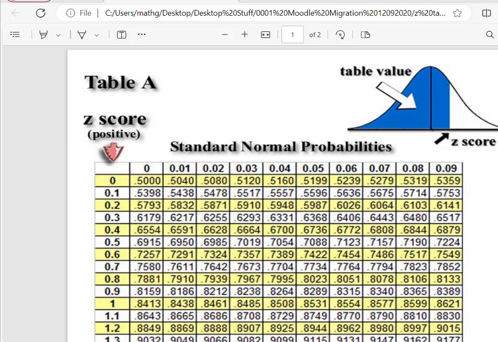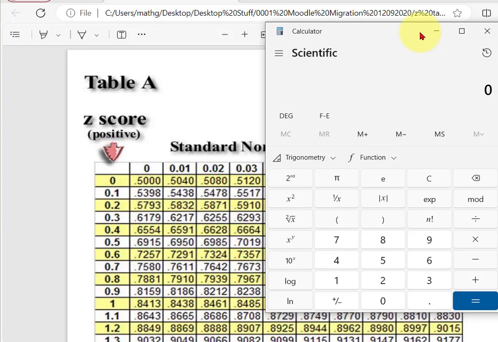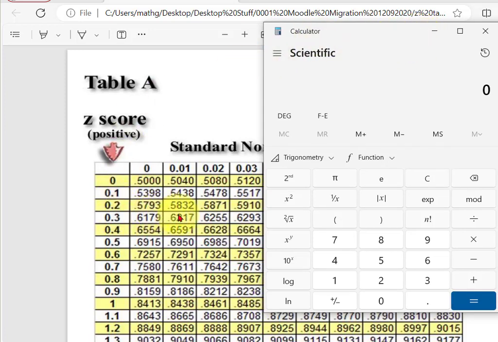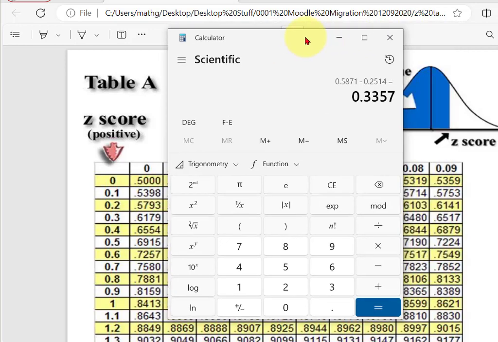I'm going to pull up Mr. Calculator here. So the z-score for 36 was 0.22, and that was 0.5871. And we're going to subtract out the original 0.2514. That number was the 32 or less. So the difference of the two should give us the percentage of how many people were between 32 and 36 hours. So that's it right there: 33.57% of them exercise between 32 and 36 hours.